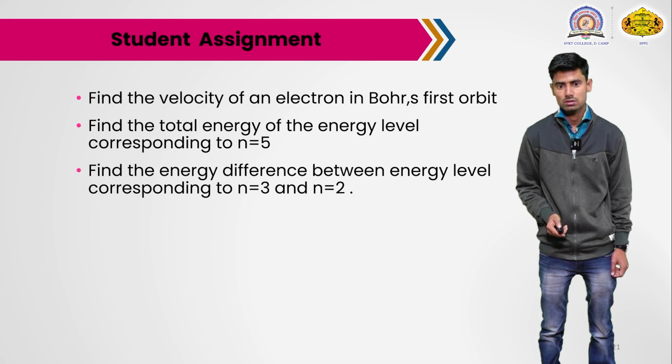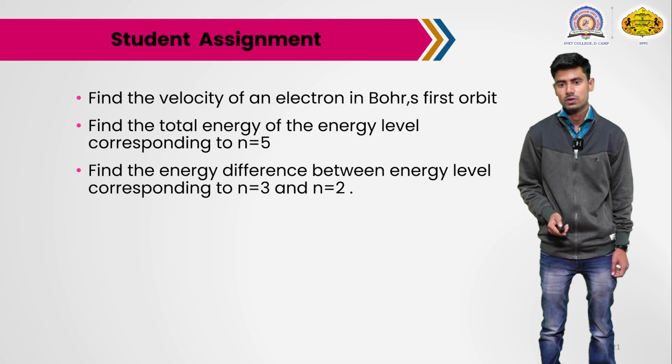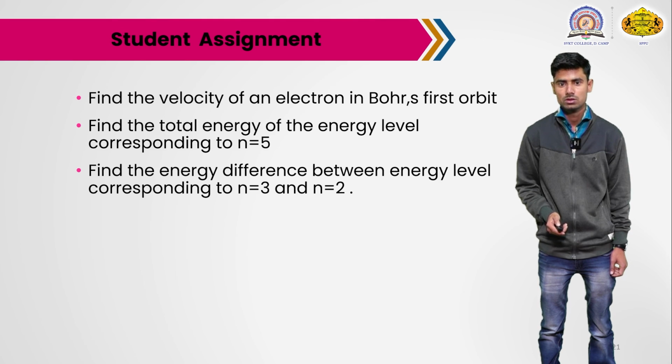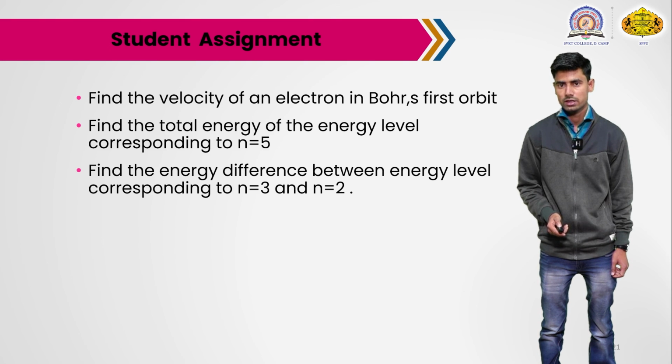The third question is to find the energy difference between the levels corresponding to n equals 3 and n equals 2, that is, the difference between E3 and E2. First find E3, the energy corresponding to n equals 3, and then find E2, and take the difference between them. Try to solve these assignments. They will clear your ideas about Bohr's theory and the expressions that we have seen in this lecture.